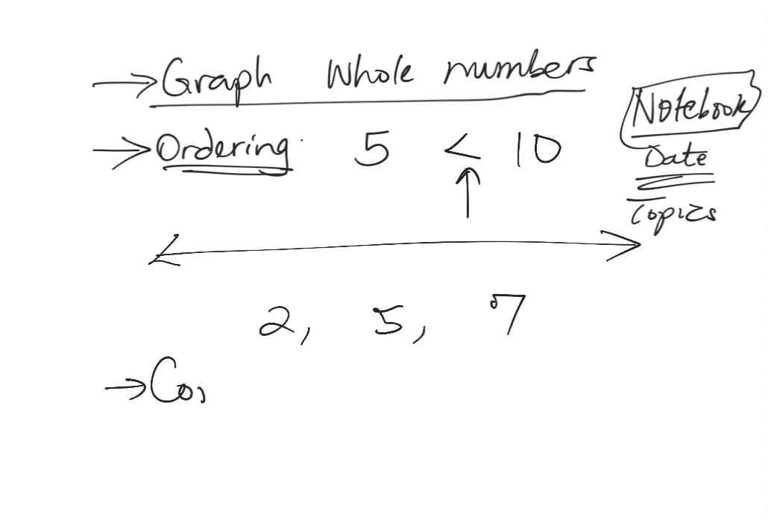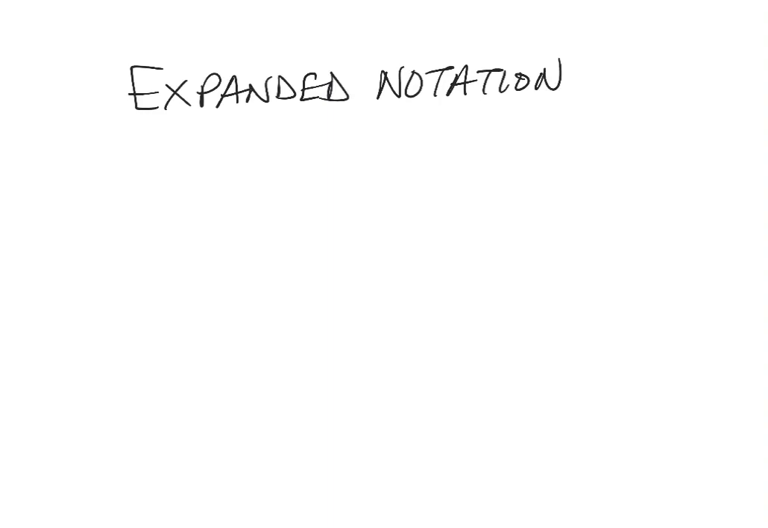Comparing numbers is important. If you know how to order them, then you should be able to compare numbers as well. And that is also from section 1, chapter 1. So these are some things to keep in mind so far. We've talked about whole numbers. We've talked about graphing whole numbers, ordering whole numbers, comparing whole numbers. And now let's look at expanded notation. And when you get to the practice, you will have a lot of practice to review these principles.